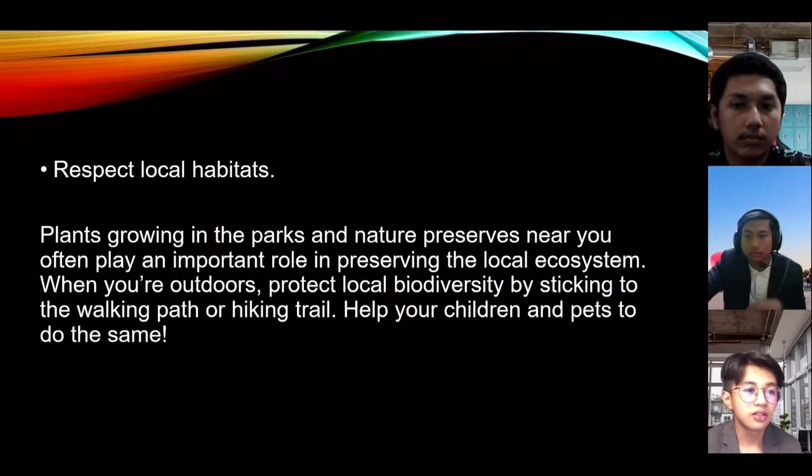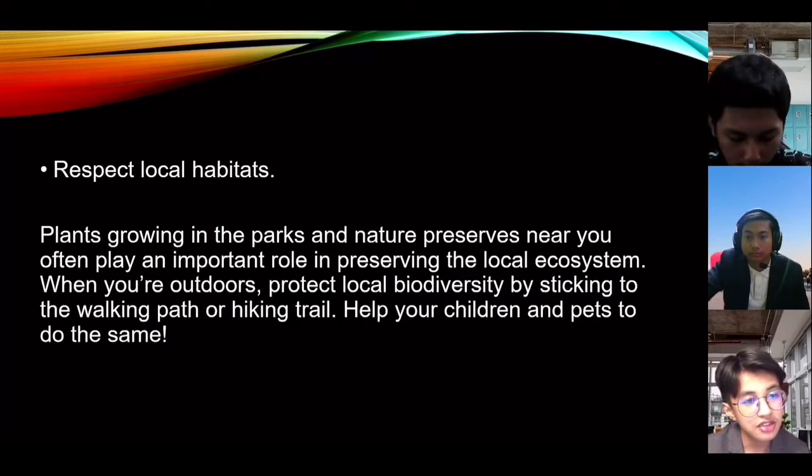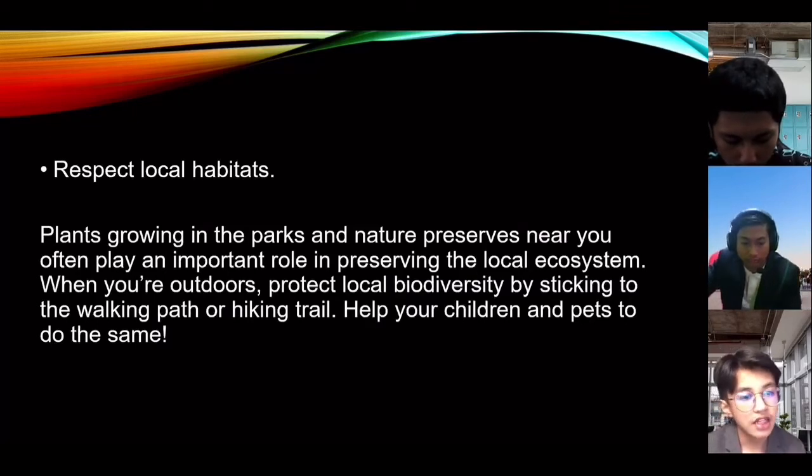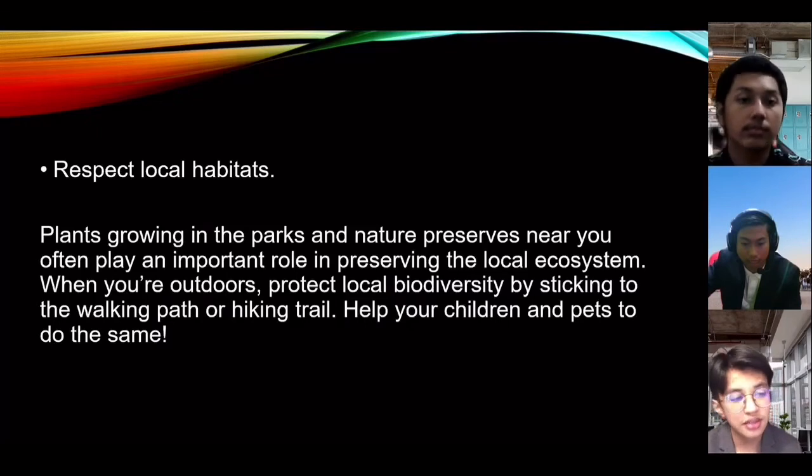Respect local habitat. Plants growing in the park and nature preserve near you often play an important role in preserving the local ecosystem. When you're outdoors, protect local biodiversity by sticking to the walking path or hiking trail. Help your children and pets to do the same.